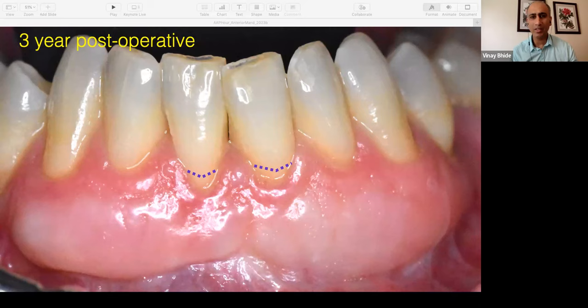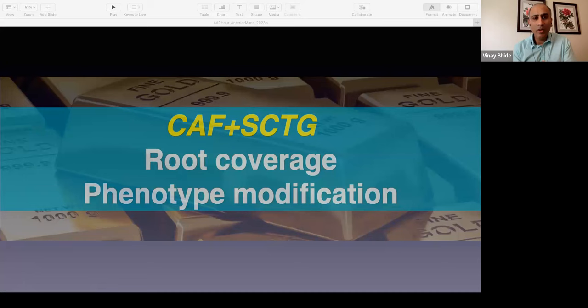Okay. But we know that a coronally advanced flap and a connective tissue graft is the gold standard for root coverage and phenotype modification. So where am I? What am I missing here? Because it doesn't seem to work for me as well in the anterior mandible as it does perhaps in other areas of the mouth.